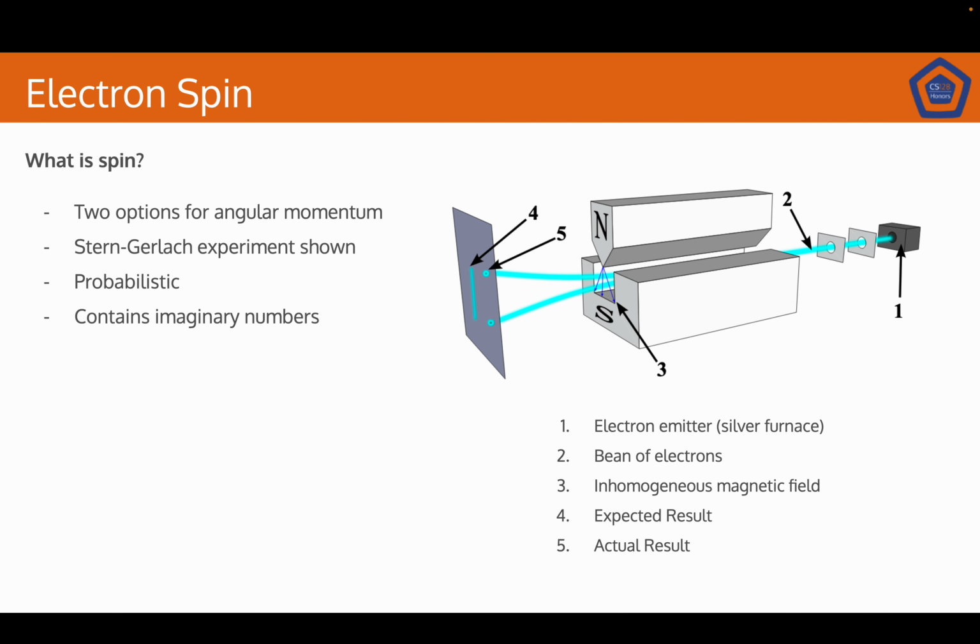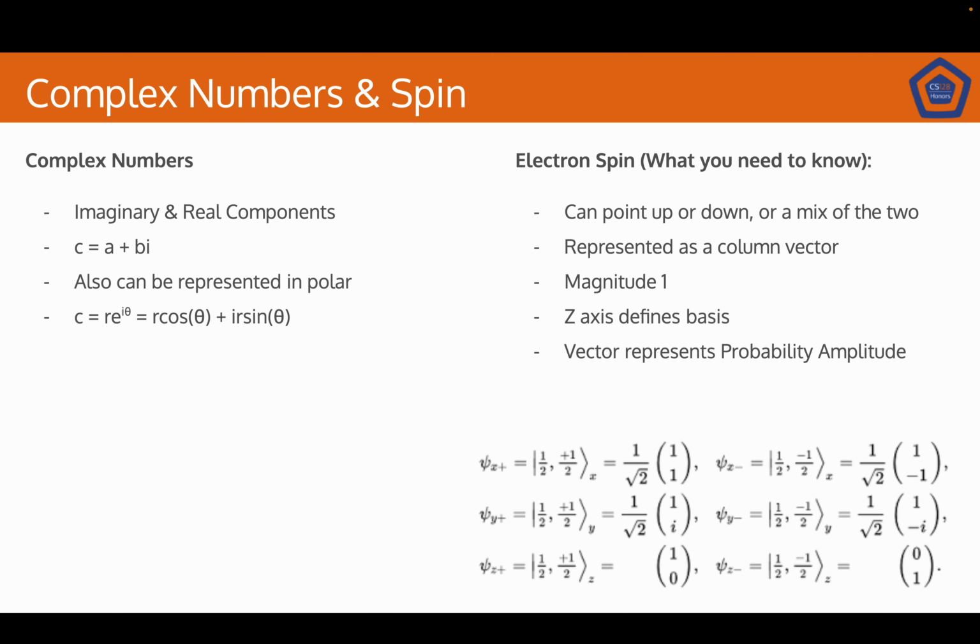And this electron spin can be defined using two complex numbers. A complex number can be represented a plus bi, where i is the square root of -1. It's a combination of real and imaginary numbers, and it also can be represented in polar form, using Euler's identity.